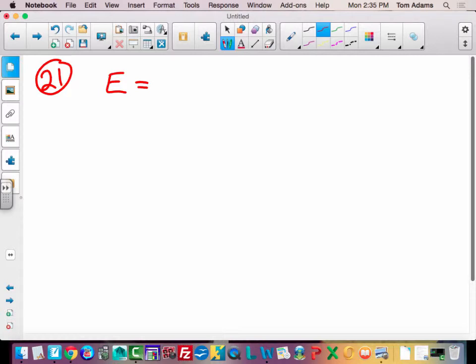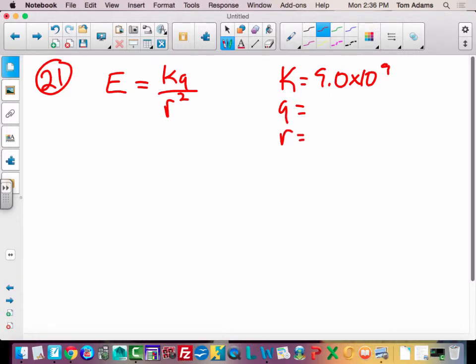And the formula for an electric field is K times the point charge, Q, over the radius squared, or the distance squared. So remember that K is equal to 9.0 times 10 to the 9. And then we don't know what Q is yet, what the point charge is, or what the distance is.